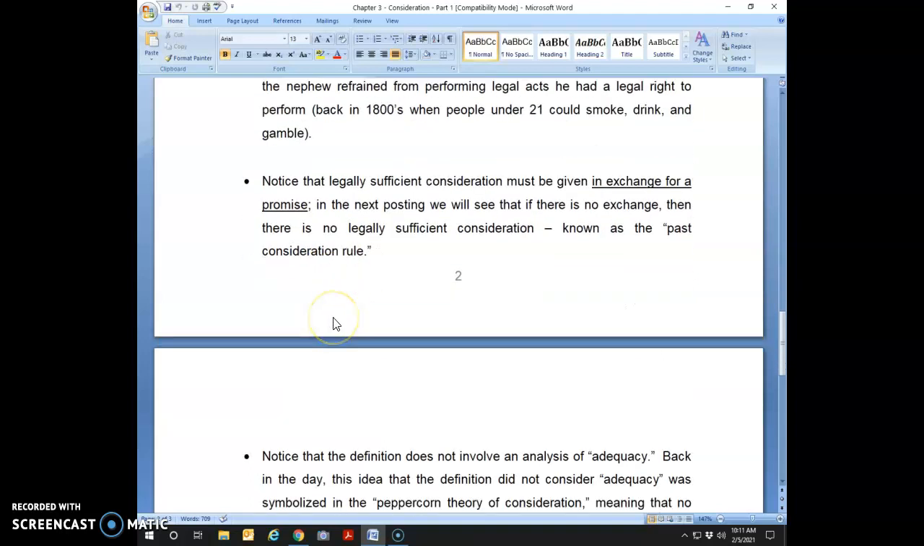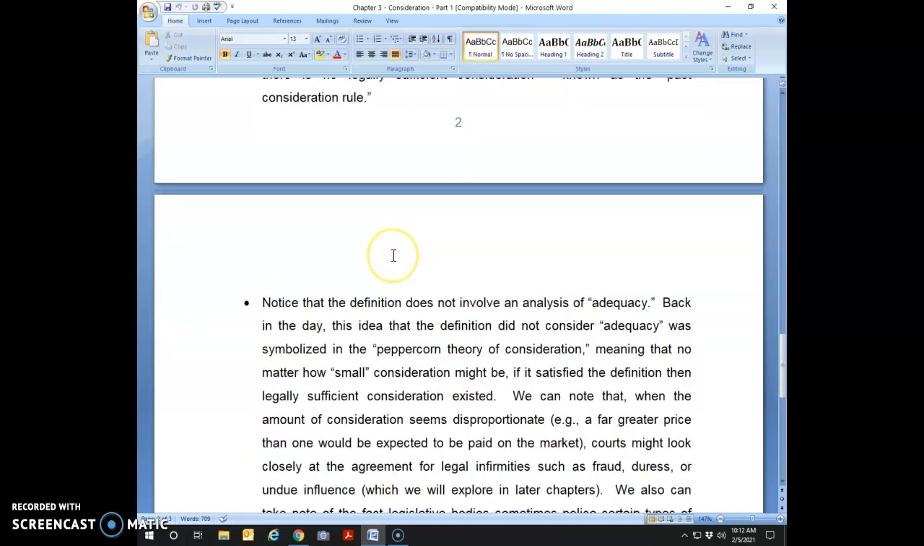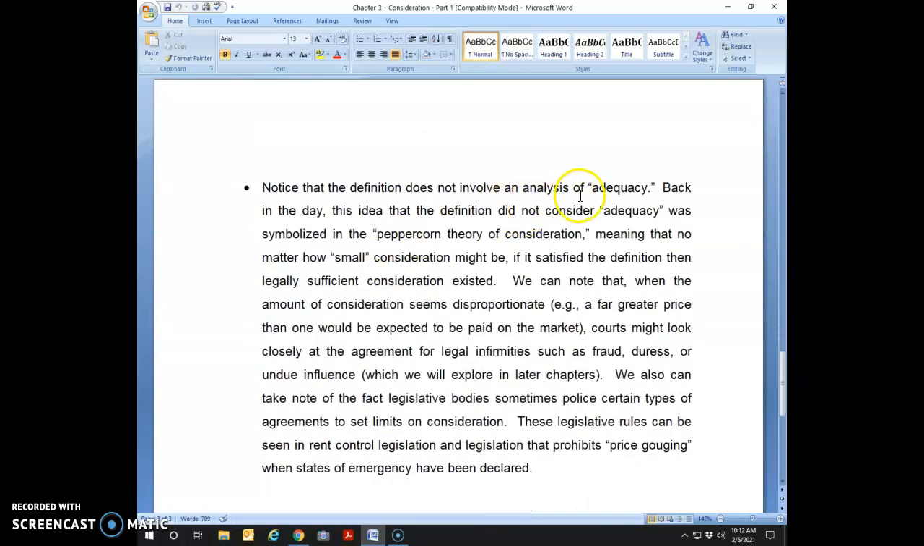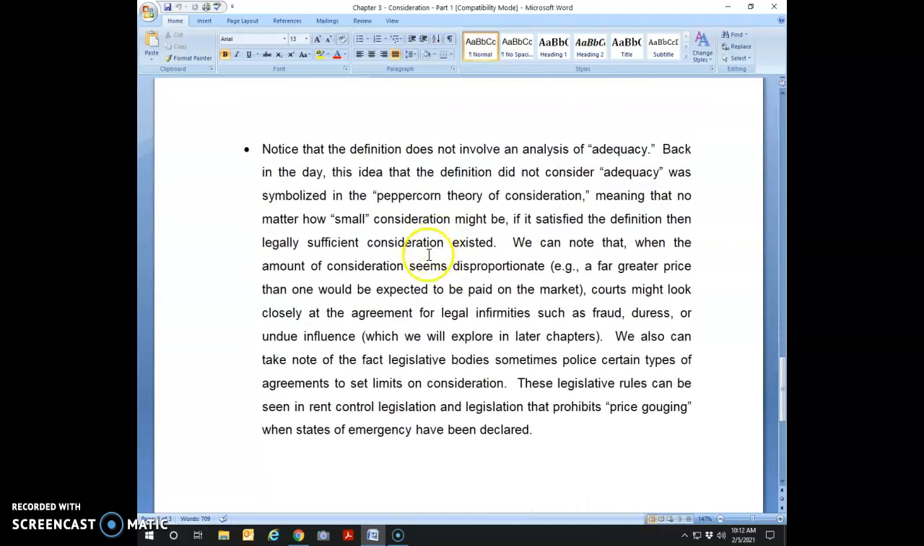I also make the point that in exchange for the promises required, and we'll talk about that more in the next posting. And then the last part of this posting is the distinction between legally sufficient and adequate.